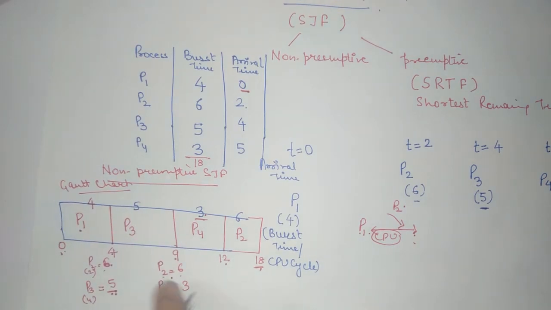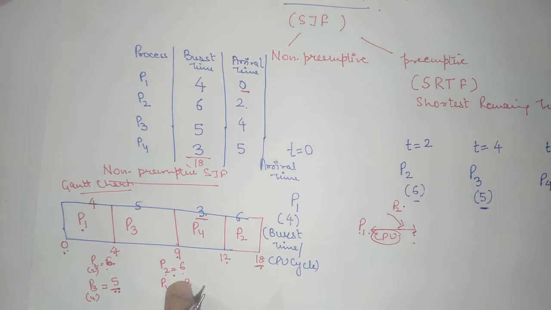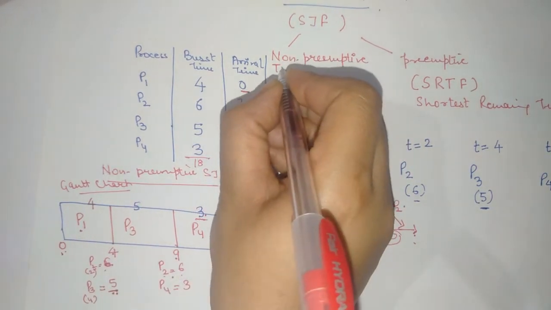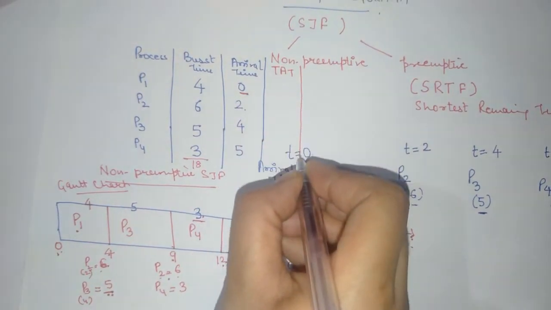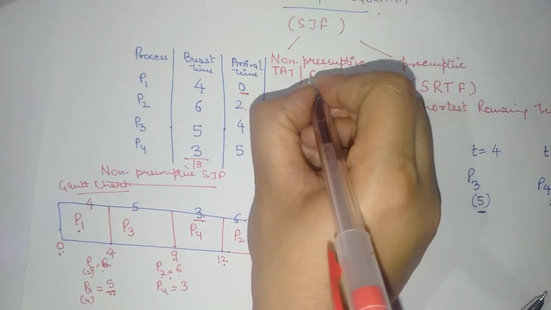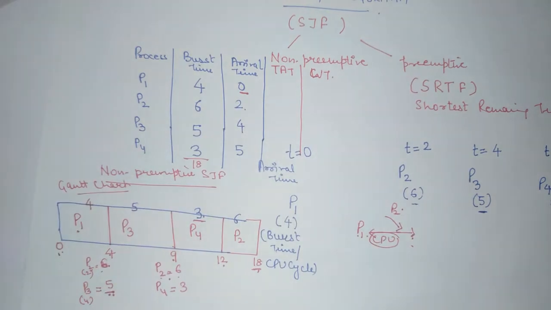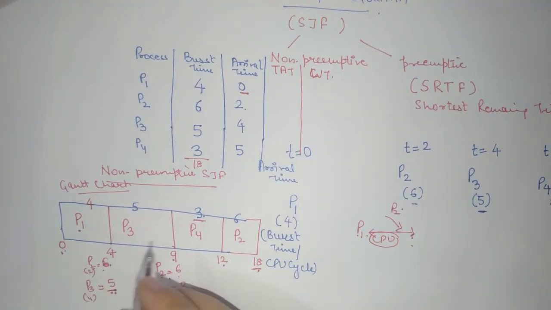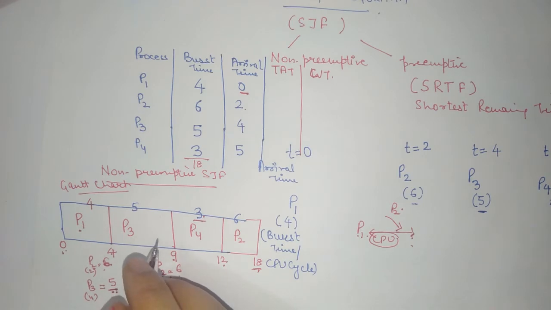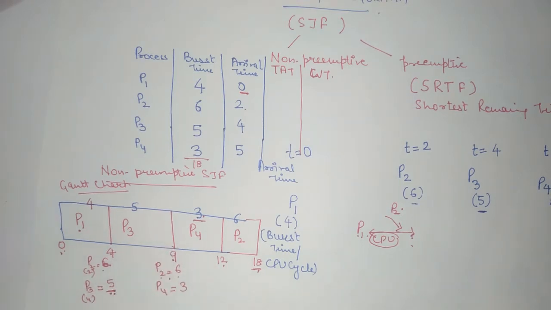Now from this Gantt chart we will calculate turnaround time and waiting time. You can see the formulas of turnaround time and waiting time in the first come first serve scheduling algorithm video. I will give the related link in the description box. You can check it.